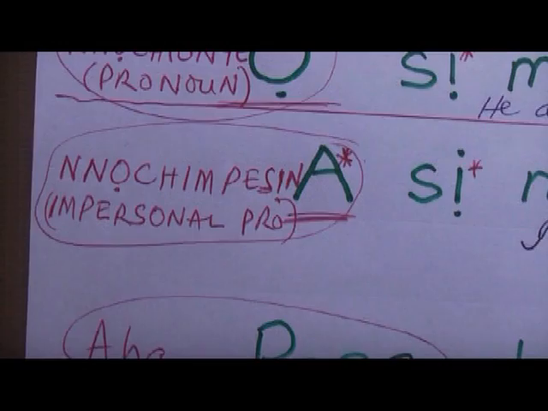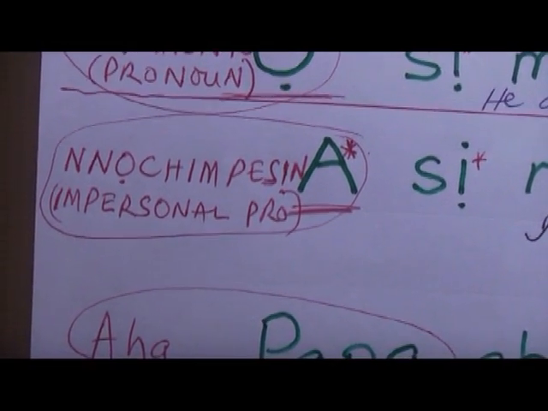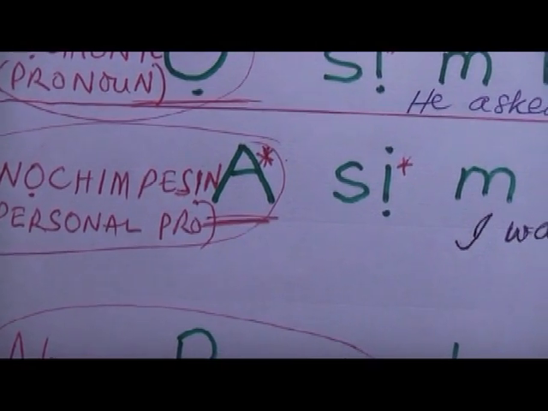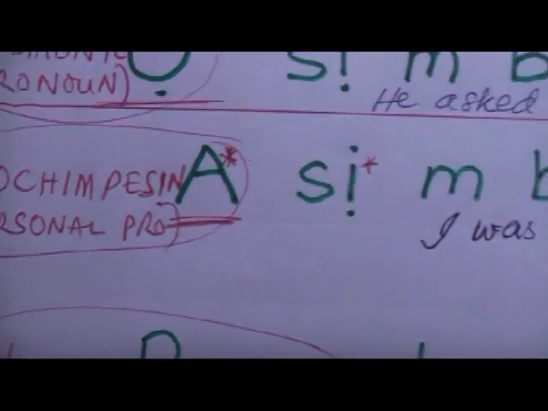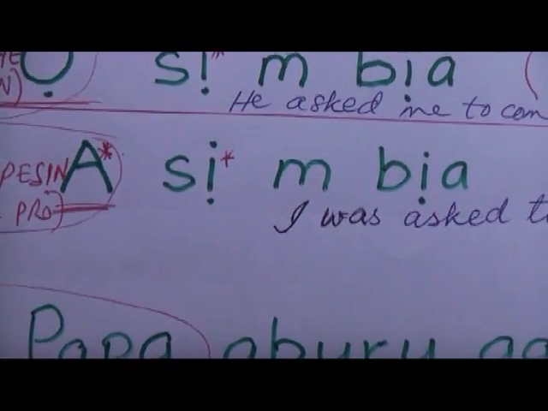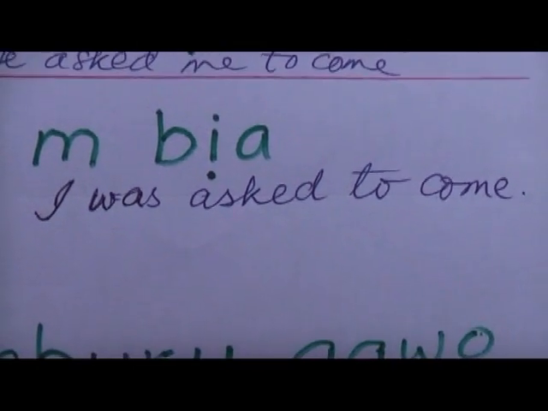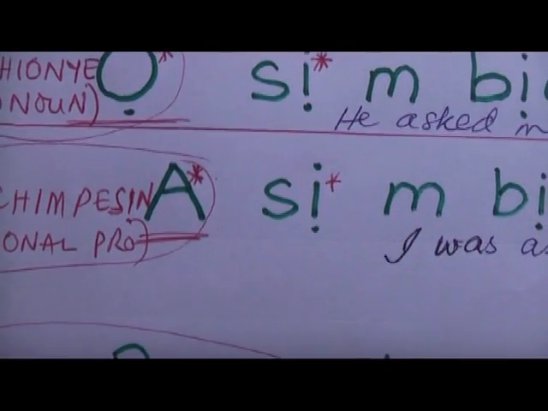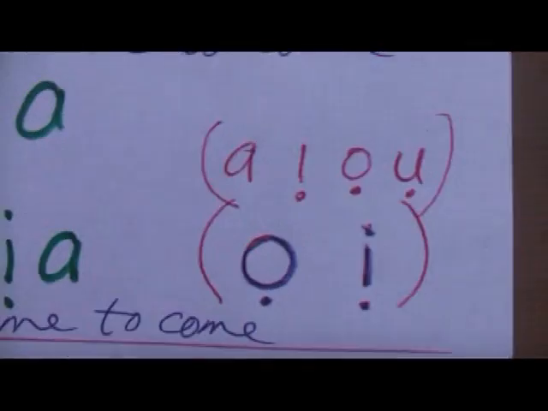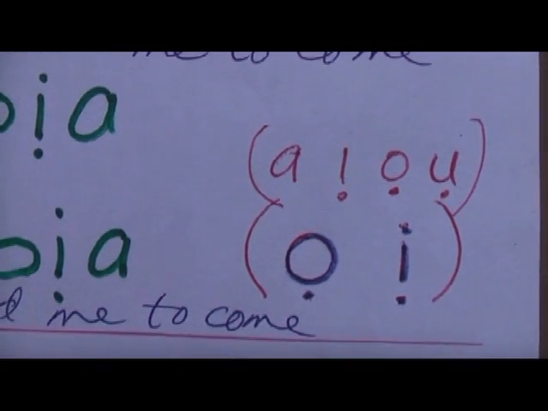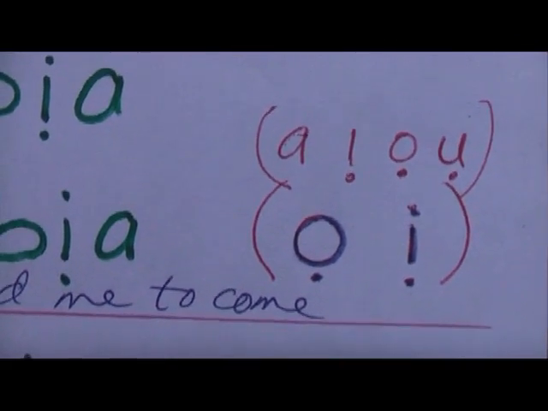A is nnochi person or impersonal pronoun. In this sentence, the verb or ngwa is sị, say. Asị m bịa, which means I was asked to come. Can you notice that a agrees with ị, just like what we say a, ọ? So a agrees with the soft vowels, udumenfe.